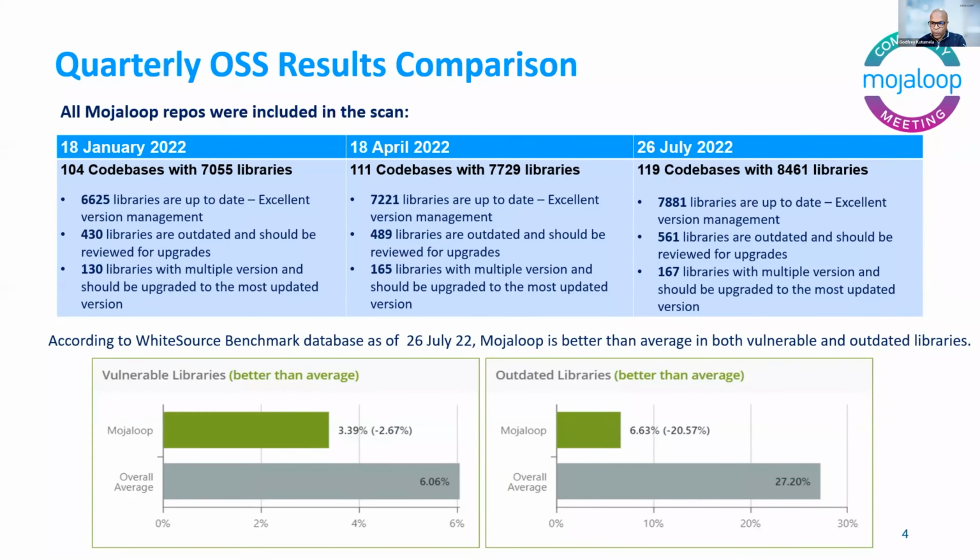And lastly, we took a snapshot of the WhiteSource benchmark database. This is a database of all the previous scans that customers have used WhiteSource to perform, and all they do is average what they see and set a ratio. So the ratio that we set there, which is an overall average, is pretty much how most people are doing. And above the line is how Mojaloop is doing. So both on vulnerable libraries we're doing better, and on outdated libraries we're doing a whole lot better, wherein our average is much lower than the standard average, which is pleasing.